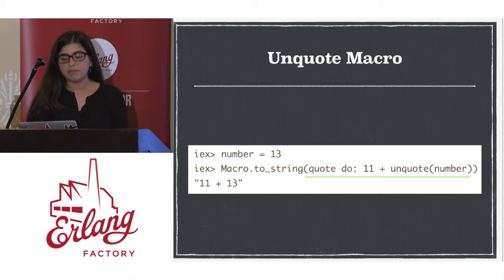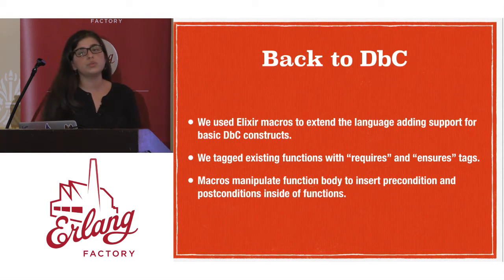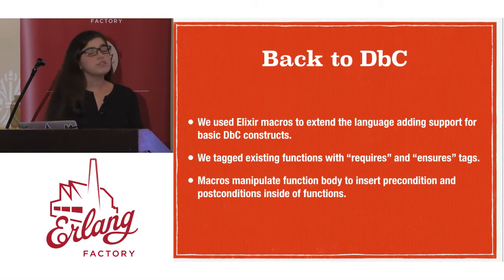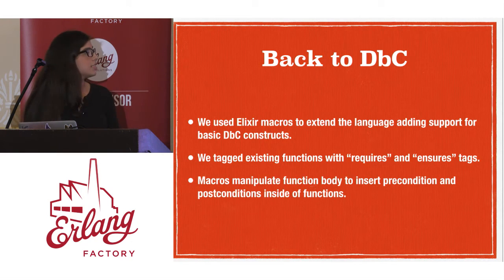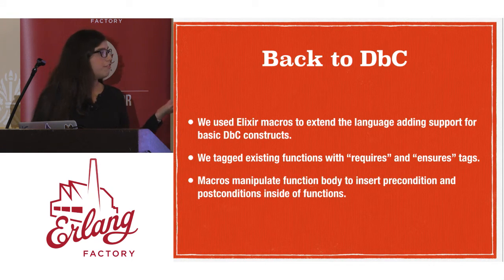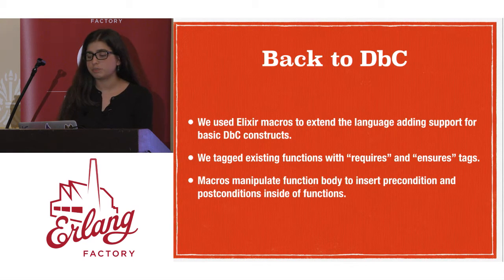So back to design by contract, what we had to do to build the library for Elixir was we used these macros to extend the language and add support for the design by contract constructs. We also tagged existing functions with requires and ensures tags. Also, the macros can manipulate the function body to insert preconditions and postconditions inside the functions.